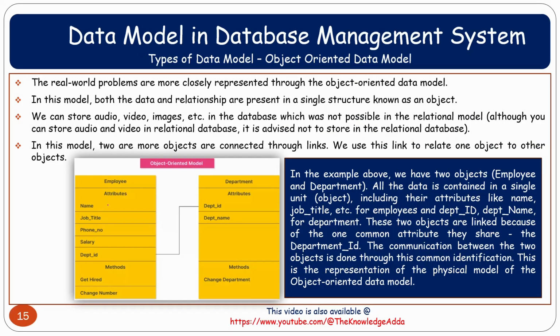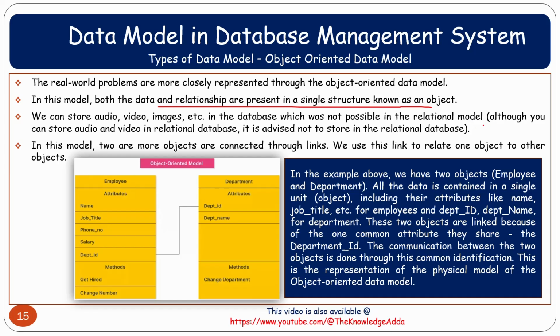Now the next one is the object oriented data model. Real world problems are more closely represented through the object oriented model, and in this model both the data and relationships are present in a single structure known as an object. We have already discussed this type of data model. Basically, your data is stored in the form of classes and objects, and we can store audio, video, images in the database, which are not possible in the relational model.